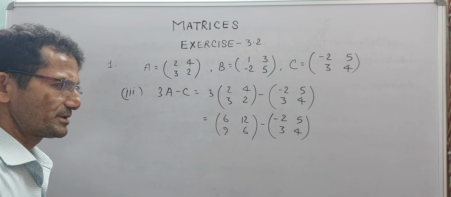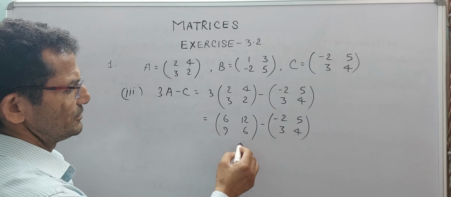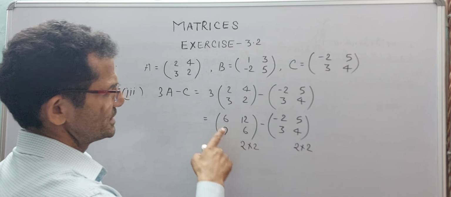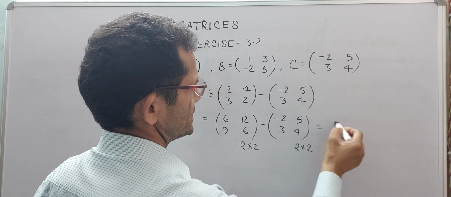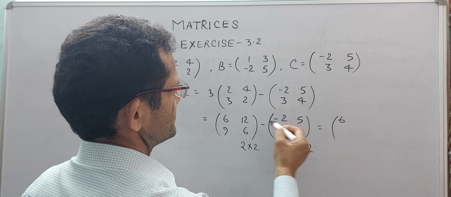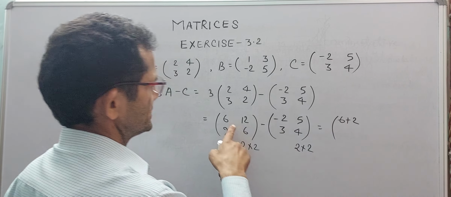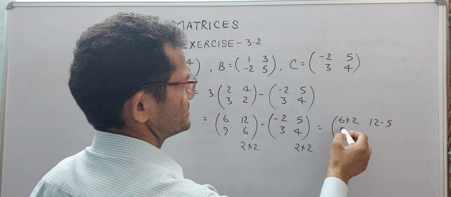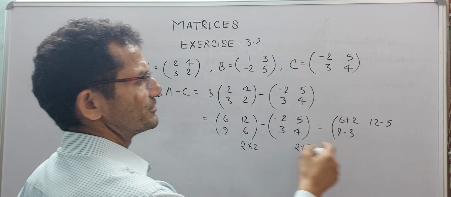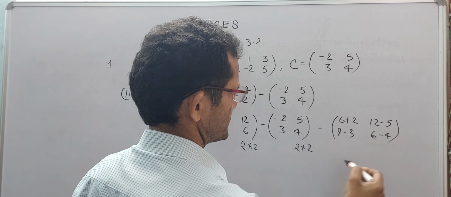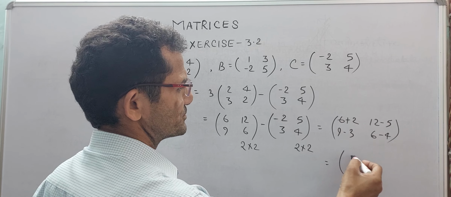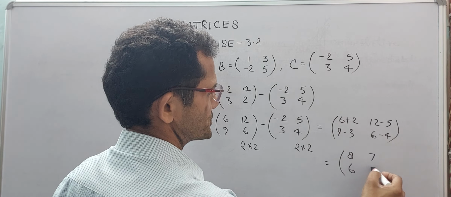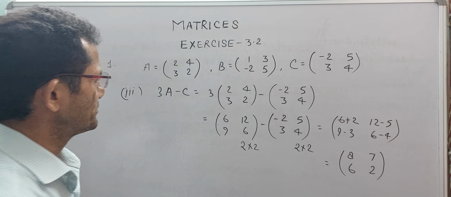Now we have to subtract. For subtraction, you look that the orders of these two matrices are the same, so it is possible to subtract. 6 minus minus 2 will be plus, so 6 plus 2 is 8, 9 minus 3 is 6, 12 minus 5 is 7, and 6 minus 4 is 2. So this is the value of 3A minus C.